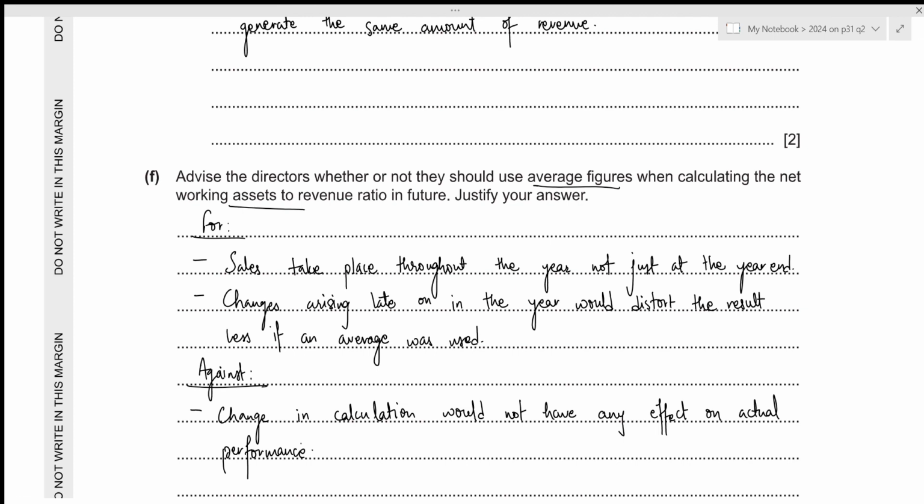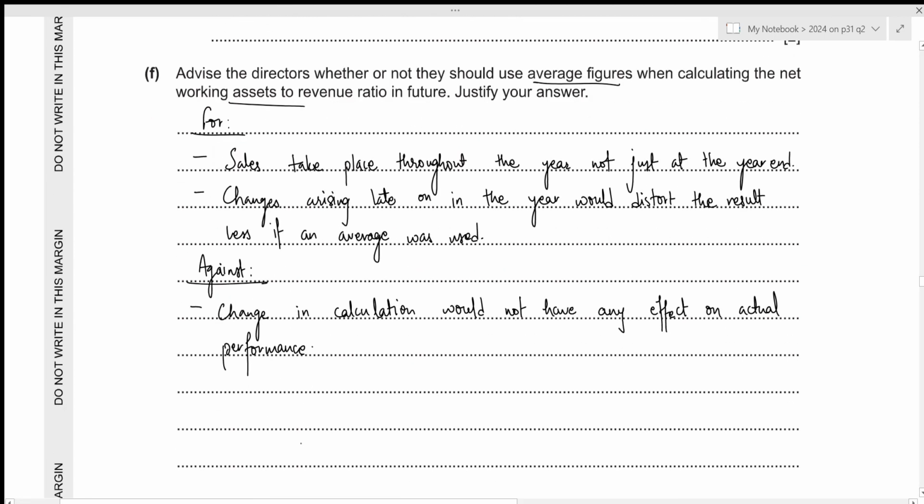Then the second point that we can write against changing towards average figures is that in order to assess our performance, we need to use consistent calculations. And if we are using the year-end figure for everything, we cannot just change the figure for our net working assets to average figures. Let's write it down. The assessment of performance requires consistency in calculation. Okay, these are all the points.